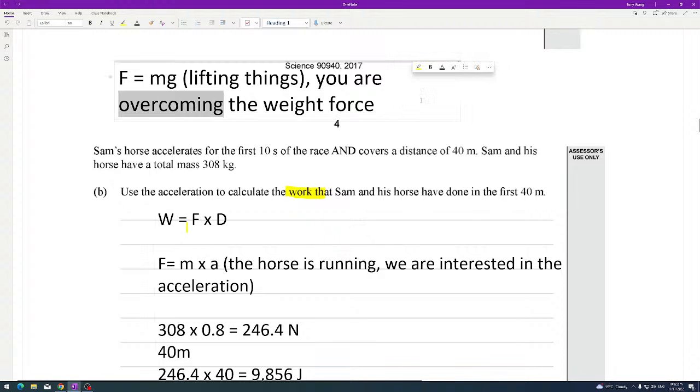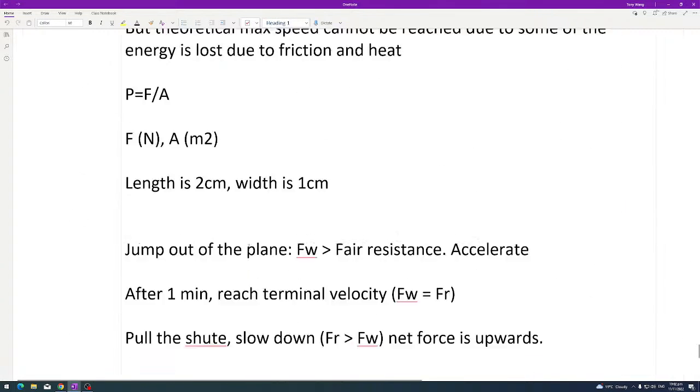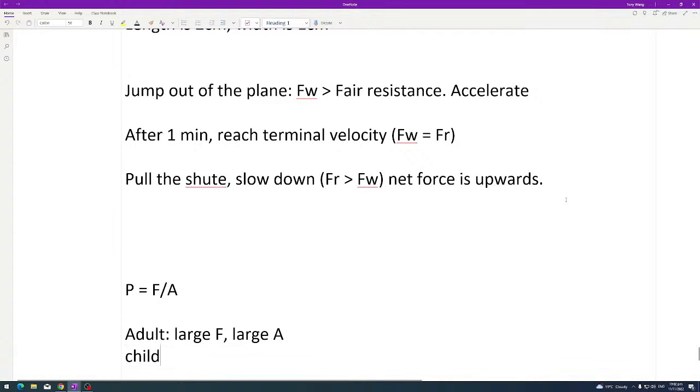Well, pressure, let's go down to the very bottom, let's find a bit of space here. So pressure equals force divided by area. Okay, so the adult has a large force because that person weighs more, and also has a large area because he has large feet. The child has a small force because the child weighs less, and also the child has small feet, so a small area.